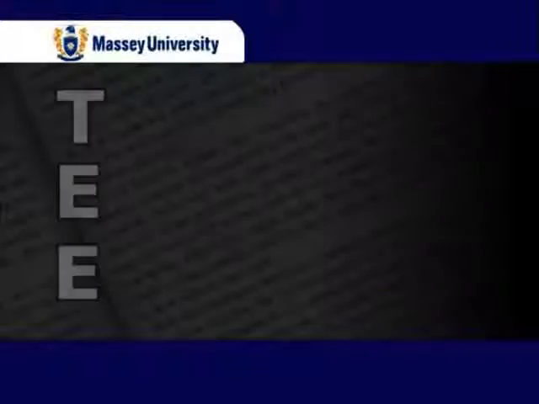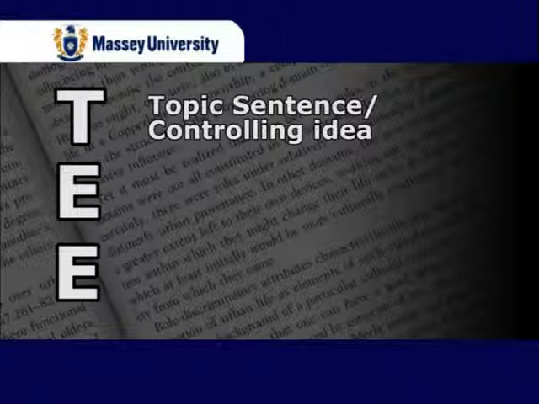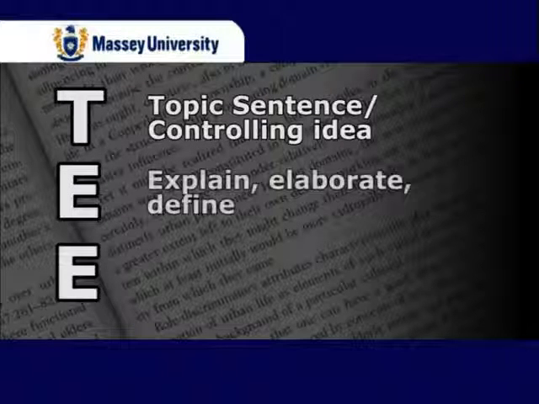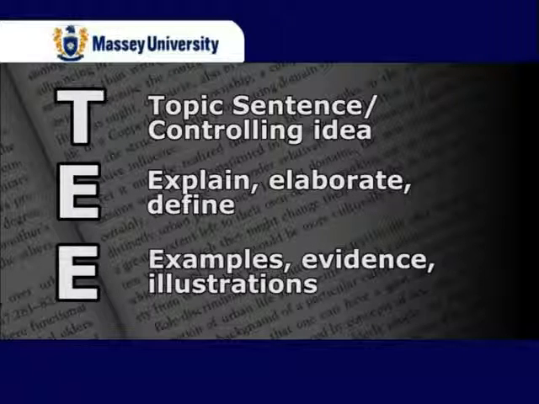Okay, now that we have the tenses sorted out, let's take a look at some pointers for writing organized paragraphs. A well-written paragraph and consequently a well-written thesis follows the formula TEE. T for topic sentence or controlling idea. E for explain, elaborate, define. The second E for examples, evidence, illustrations.